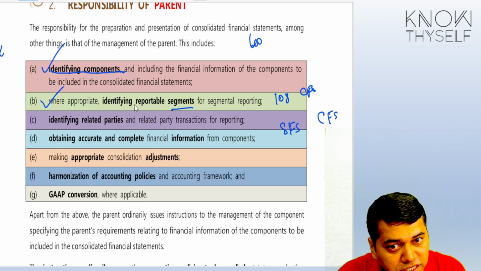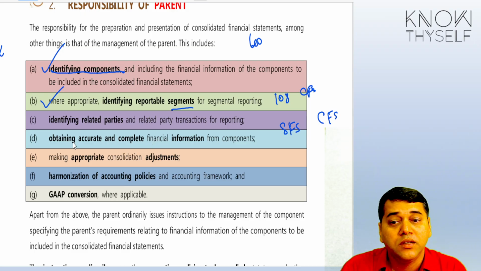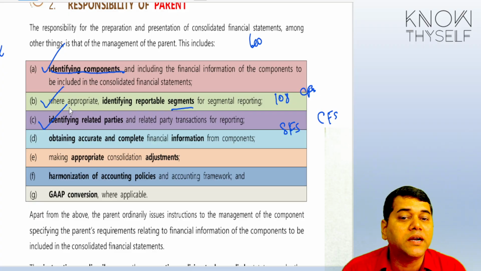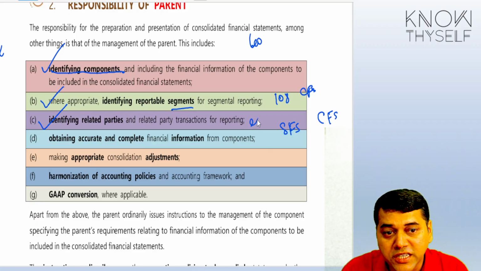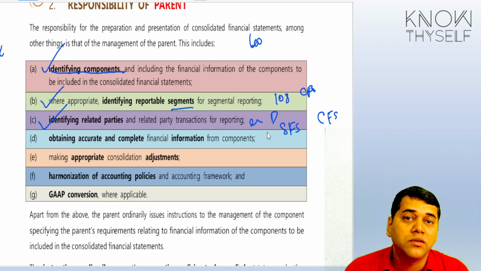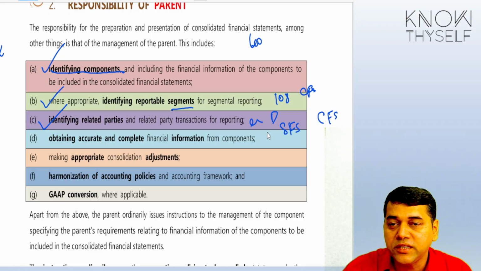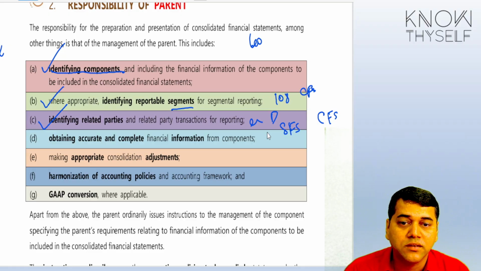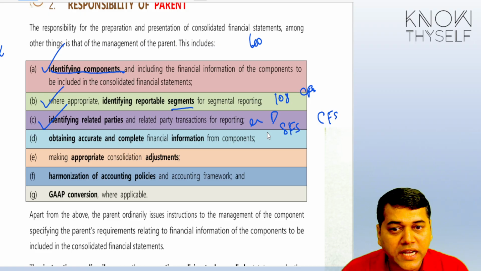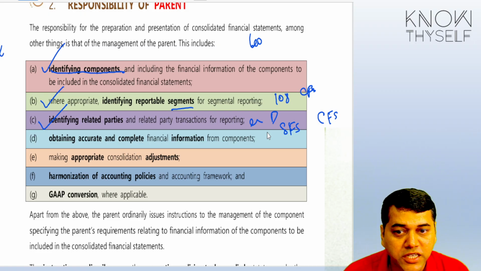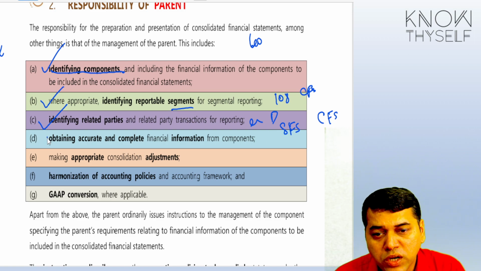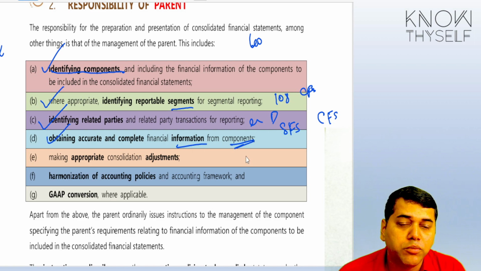So identify which are the reportable segments now. Now you have to identify the related party transactions, because a lot of eliminations and disclosures have to be given. Now, whether someone is a related party to you or not, only you know. Ind AS 24 is there, the Companies Act says. According to that you identify, because you have to give disclosures. Elimination has to happen. Give complete, accurate information about the components.